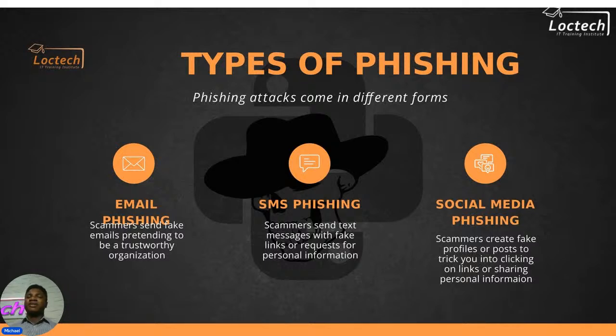Now, going on, we have types of phishing. Phishing attacks come in different forms. Like I mentioned, it can come through email, SMS, or social media. Under email, the scammers can send you an email pretending to be a trustworthy organization. What kind of attack do you call that? You call that a phishing mail. Now we have what they call SMS phishing, whereby the scammers will send you a text message with a link or a request for your personal information, saying that you have won something, and so on and so forth.